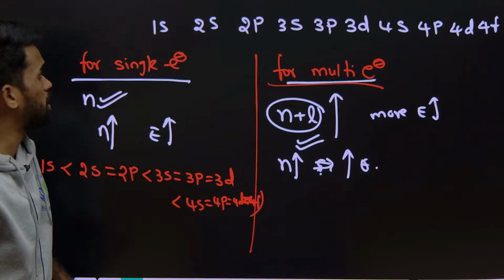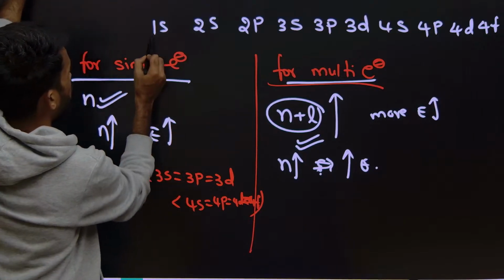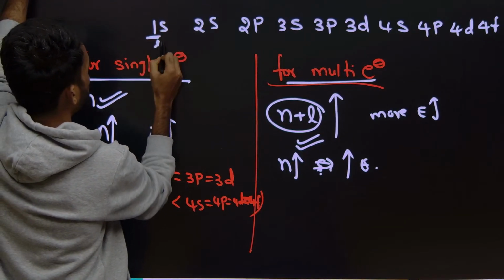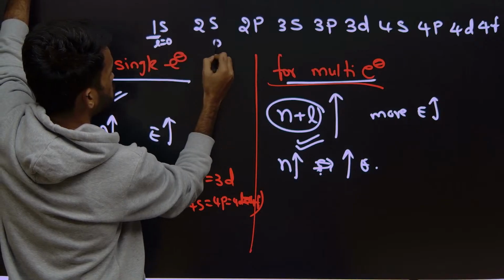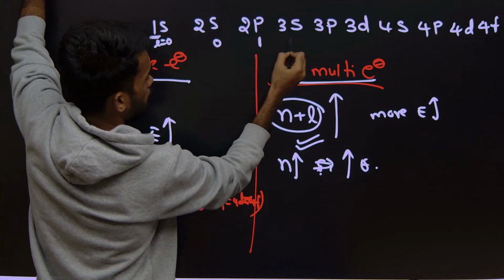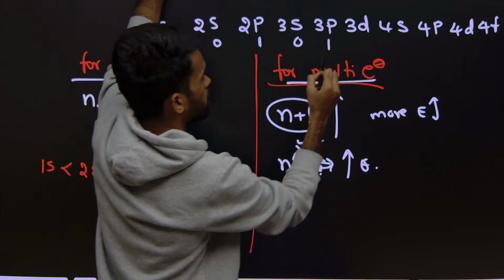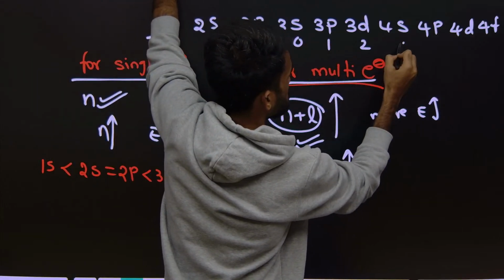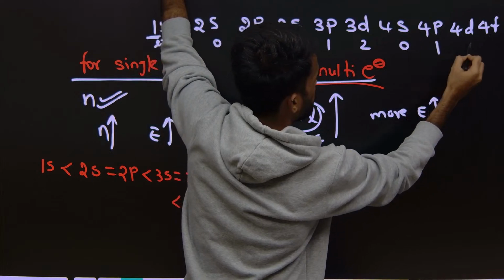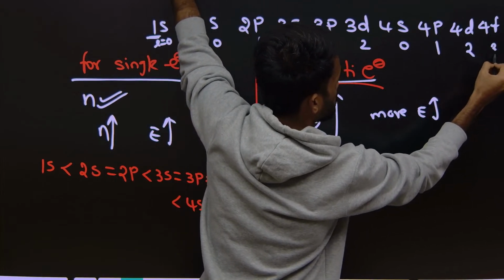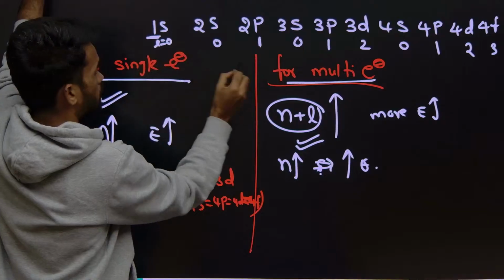But in case of multi-electron system, n value is 1, for s orbital L equals 0, here also 0, p 1. L value for s is 0, for p it will be 1, for d it will be 2, for s it is 0, again for p it is 1, for d it is 2, for f it is 3. Okay, these are the L values I have written here.